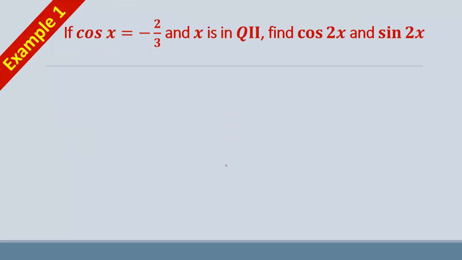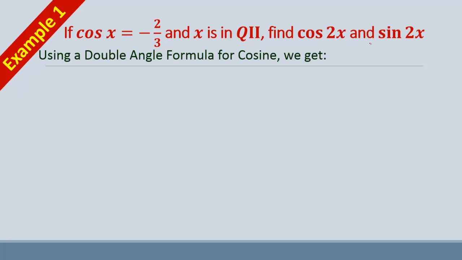Alright, so let's put it into practice. Cosine of x is negative 2/3 and x is in quadrant 2. Find cosine of 2x and sine of 2x. Now, we're going to start using a double angle formula for cosine, not because they asked us for that first, but if you look at the formula for sine of 2x, we don't have sine of x to plug in there. We don't know it. So we first need to work on the cosine one.